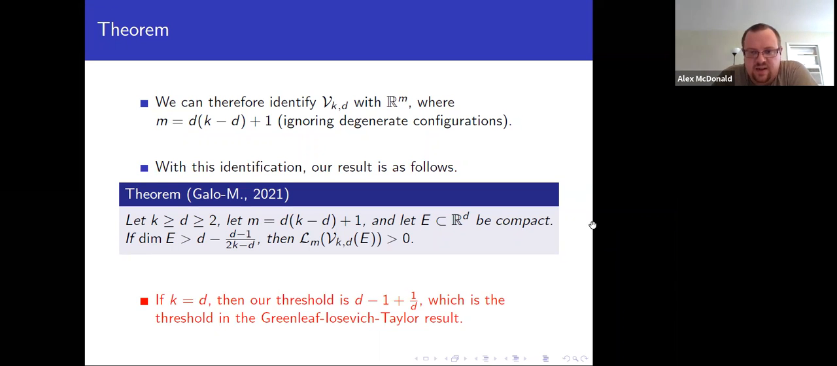Just as a sanity check, remember I said our starting off point was that theorem of Greenleaf, Iosevich, and Taylor in the k equals d case. If you plug k equals d here, then you get the threshold d minus 1 plus 1 over d, which is what they got. So this is strictly a generalization of that result to larger point configurations.